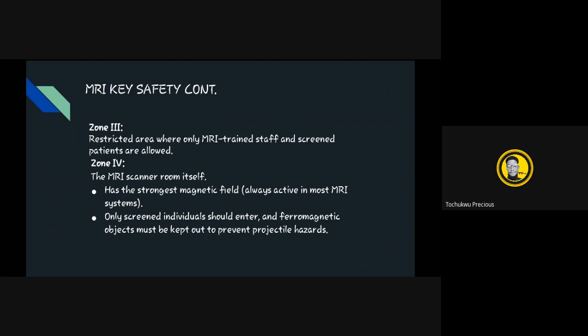Then zone 4 is the MRI scanner room itself. It has the strongest magnetic field, which is always active in most MRI systems. Only screened individuals should enter, and staff entering should ensure they do not have any ferromagnetic materials.